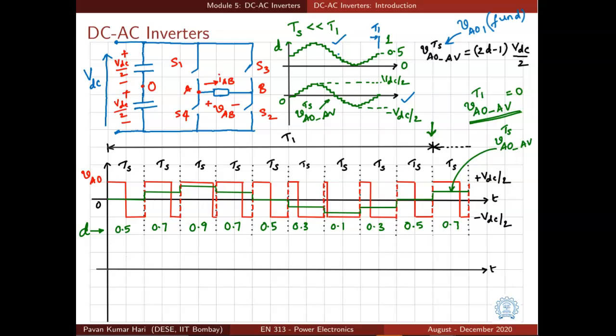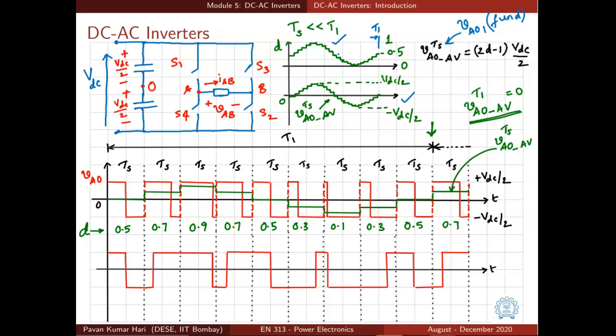Similarly, if you have another duty cycle which is varying sinusoidally for the leg B, VAO minus VBO is equal to VAB. So VAB will also have a fundamental component which is defined by the duty cycle.